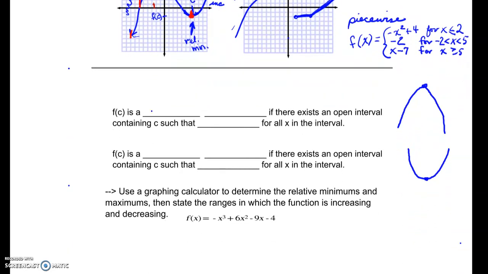Okay, so in this first blank is going to be relative. Let me see how it's worded. If there exists an open interval containing a C such that, okay, so it's fill in the blank, so I can say either one first. We'll talk about the relative minimum first. So relative minimum.